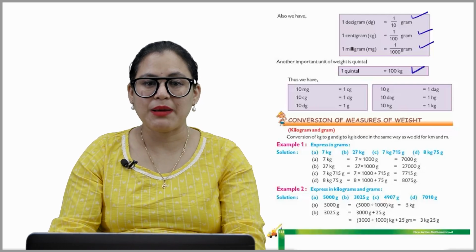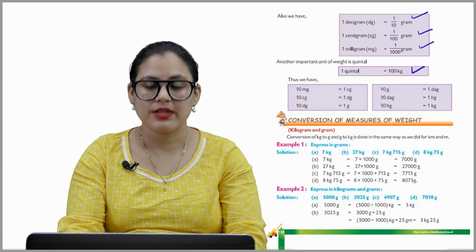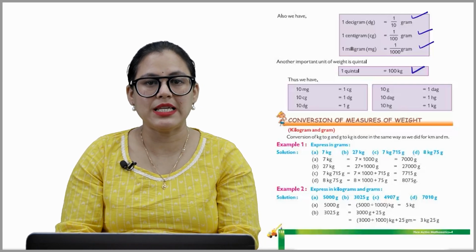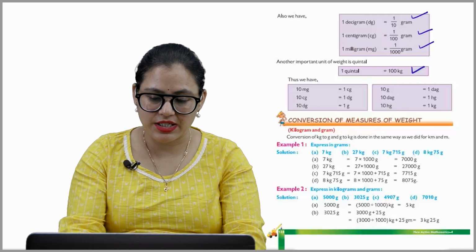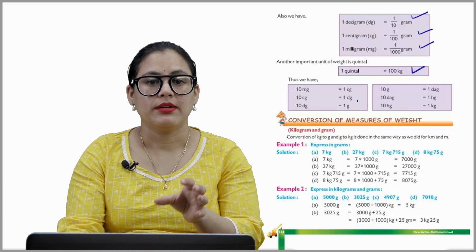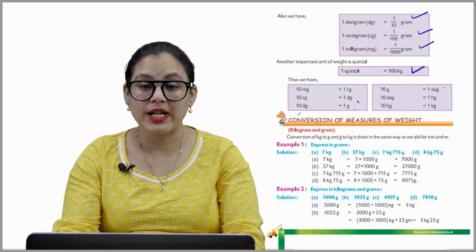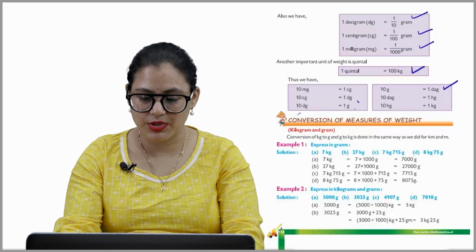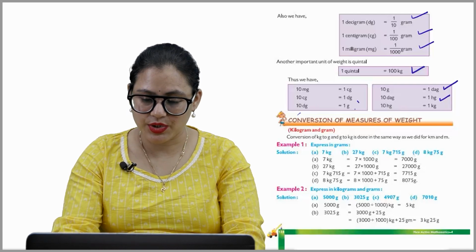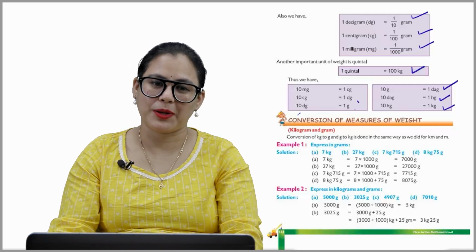Thus we have 10 mg is equal to 1 cg. mg is milligram, cg is centigram. Okay, 10 centigram is equal to 1 decigram. 10 decigram is equal to 1 gram. 10 gram is equal to 1 decagram. 10 decagram is equal to 1 hectogram and 10 hectogram is equal to 1 kilogram.